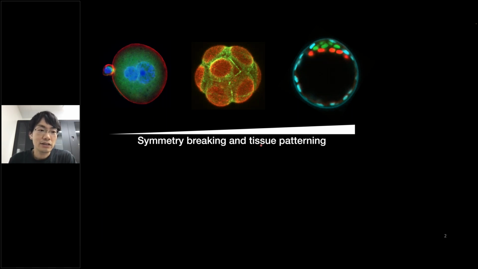Our lab has extensively used mouse embryos to elucidate how the fertilized egg breaks the symmetry, and how the embryos establish the pattern of the inside and outside, and also how the embryos develop into the blastocyst, consisting of 3 different lineages with the lumen inside. But basically, those events occur before the embryo implantation into the uterus.